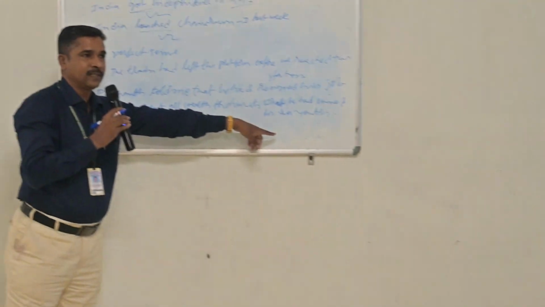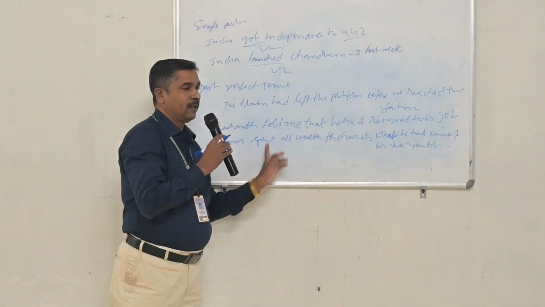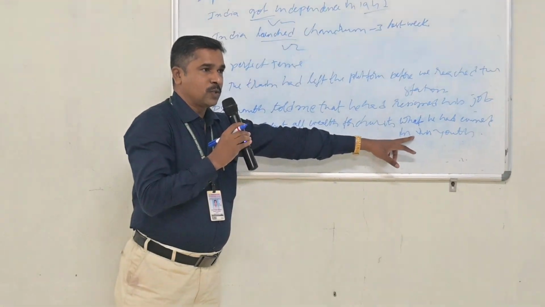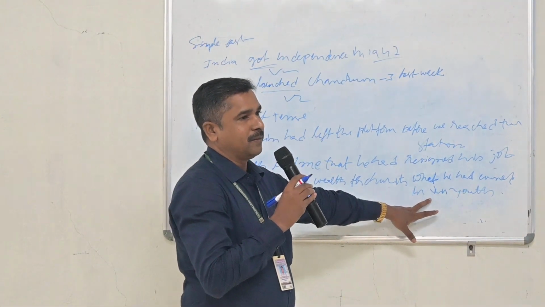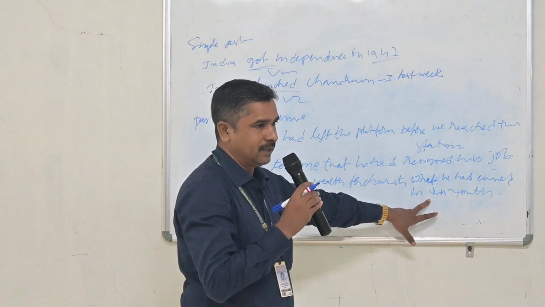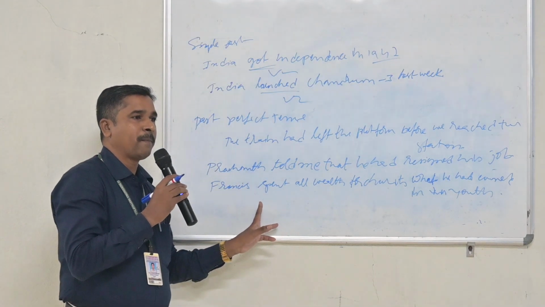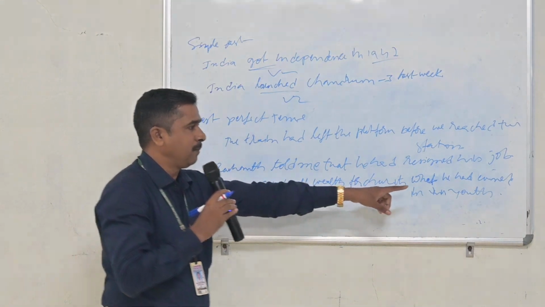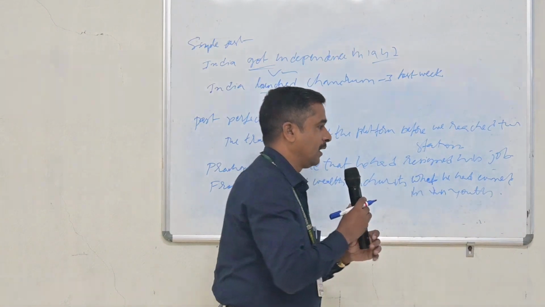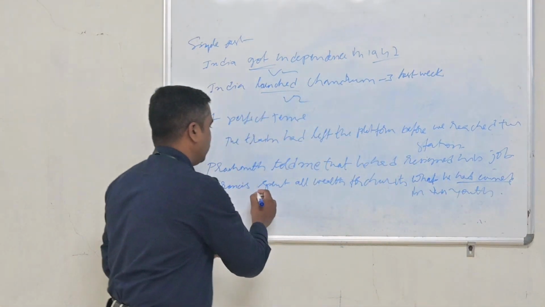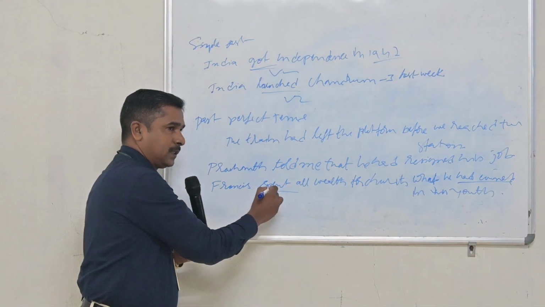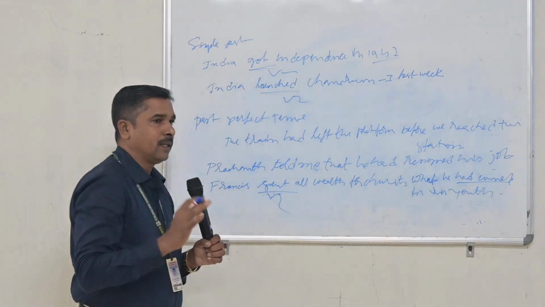First action is earning money. Second action is spending money for the sake of charity. First action is earning, second one is spending. So the first action should be in past perfect tense, had plus V3. Second action should be in simple past tense. So had plus V3, had earned, and here simple past tense, spent, V2. Did you get the point?